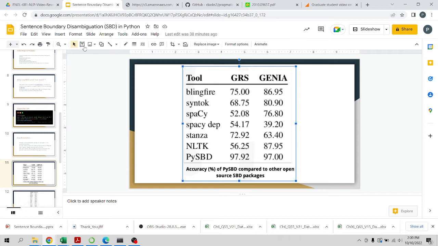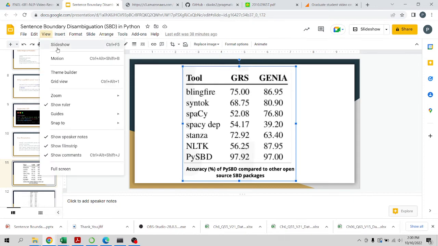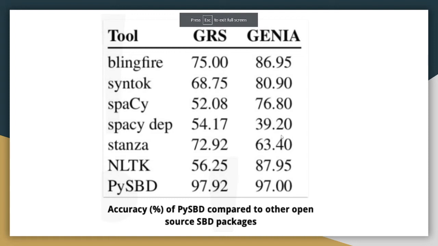So this is one of the advantages I had stated, that PySBD has a robust 98% test case coverage. This snapshot is a validation of that. It shows the accuracy of PySBD compared to other open source sentence boundary disambiguation packages in Python. And you can see that they were tested on the Golden Rule Set and the Genia dataset.